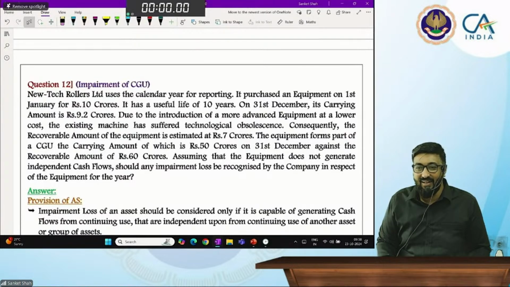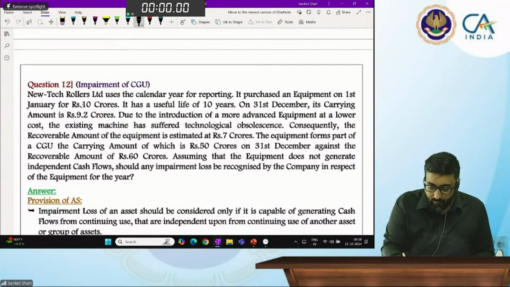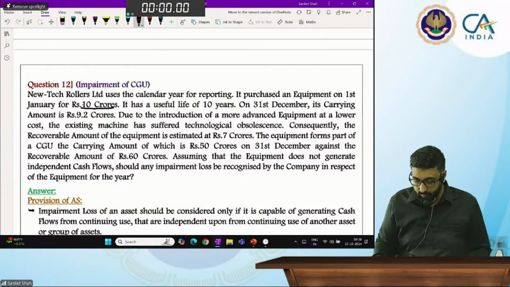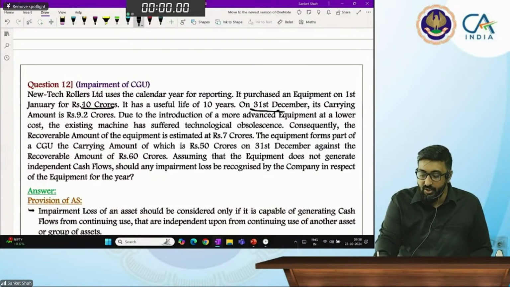ठीक है ठीक है. नीतीश को फाउंडेशन की याद आई. चलो एक लास्ट क्वेश्चन देखते हैं. Yes beta, read it. Newtek Rollers Limited uses the calendar year for reporting. It purchased an equipment on 1st January for rupees 10 crores. It has a useful life of 10 years. On 31st December, its carrying amount is 9.2. What is the depreciation?